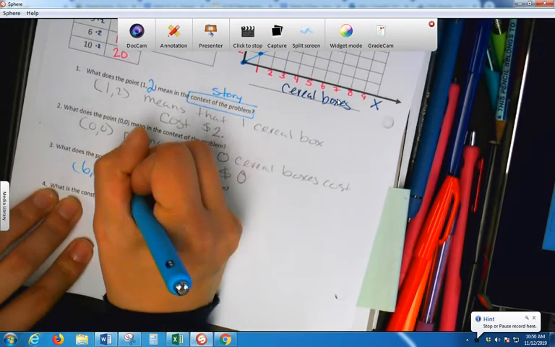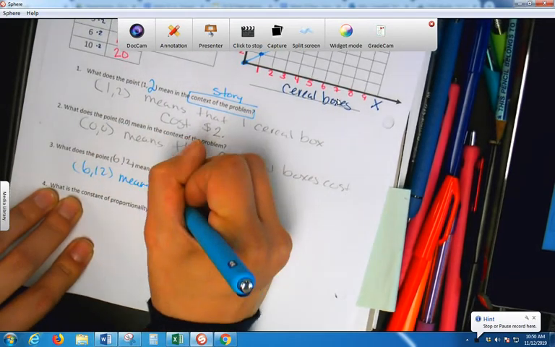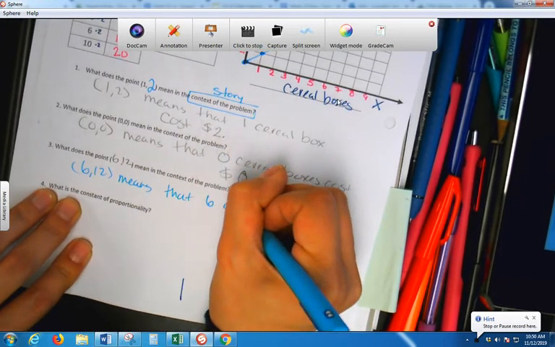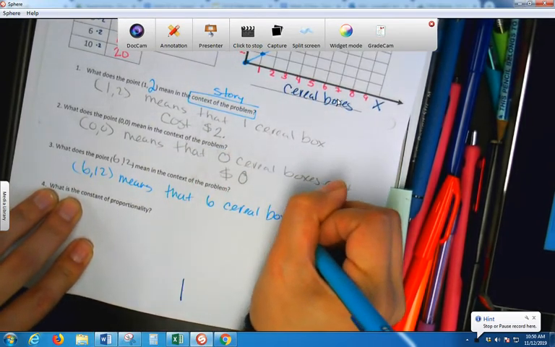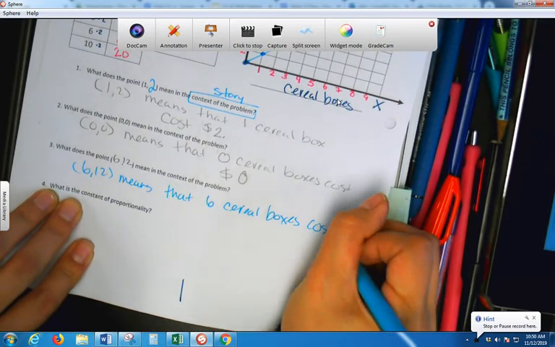(6, 12) means that 6 cereal boxes cost $12.